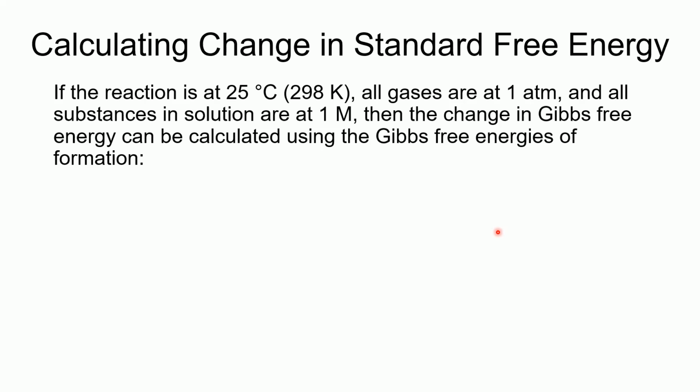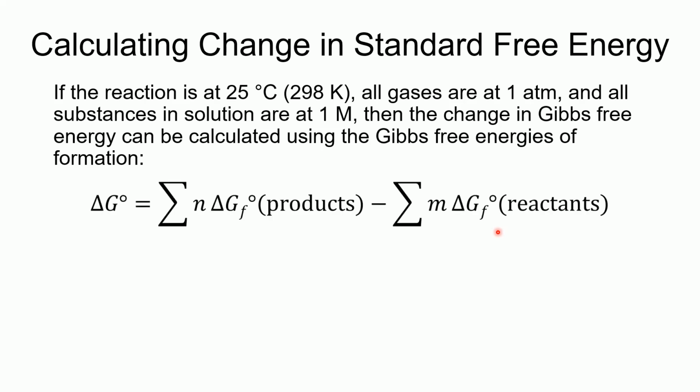If we've got a reaction that is at standard conditions, what that means is it has to be at 25 degrees Celsius or 298 Kelvin. All of the gases, if there are any, need to be at 1 atmosphere, and all of the substances in solution are at 1 molar. Well, if we know those quantities, then we can calculate the change in Gibbs free energy using the Gibbs free energies of formation. Okay, and our formula for doing this is this.